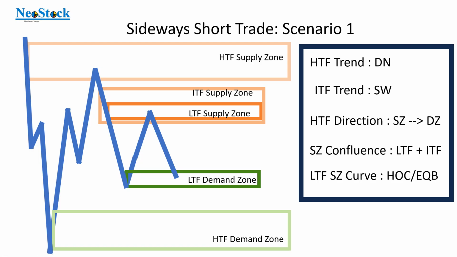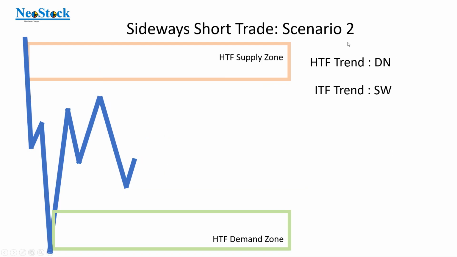Next scenario is also the rules are same. The only difference is your HTF price direction should be against the primary trend. Here, what is the primary trend? Downtrend. When HTF trend is a downtrend, actually primary is the ITF trend. This is the HTF supportive trend. So when your supportive trend is a downtrend, but your HTF direction is against us, that scenario we will discuss. Okay, this is the second scenario.